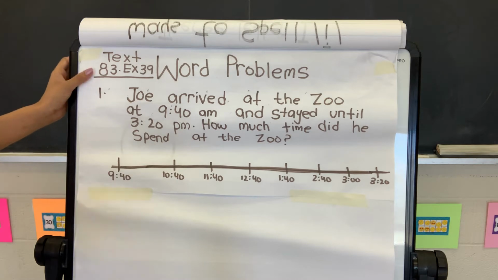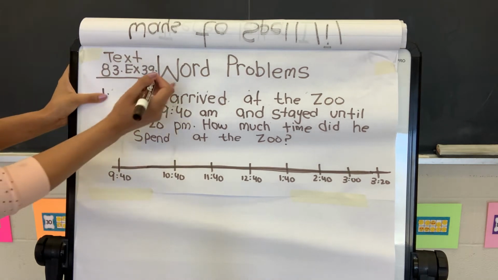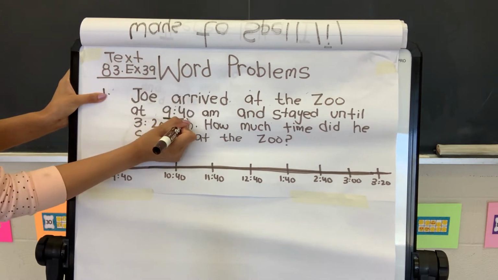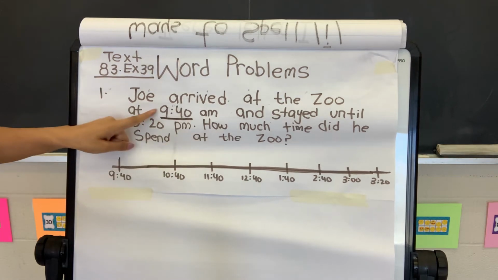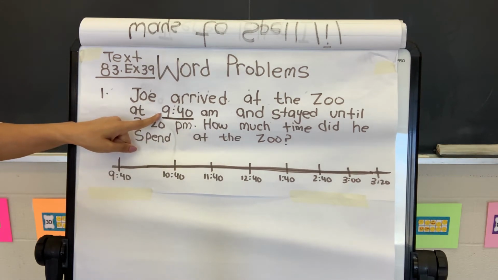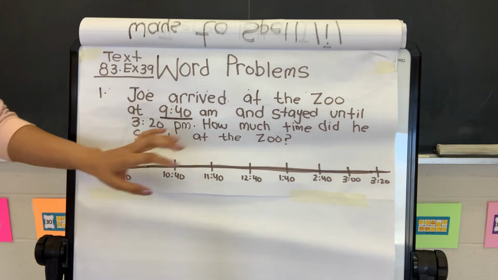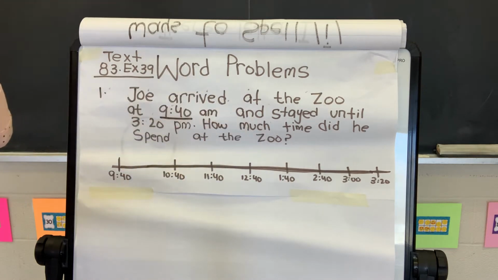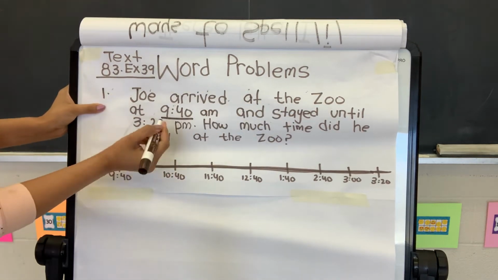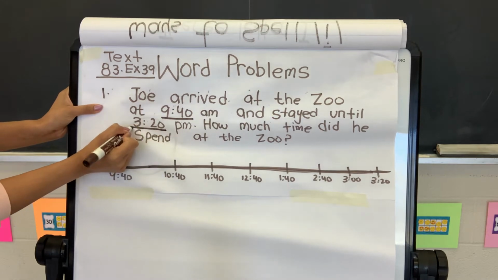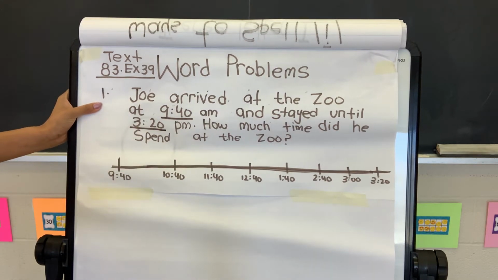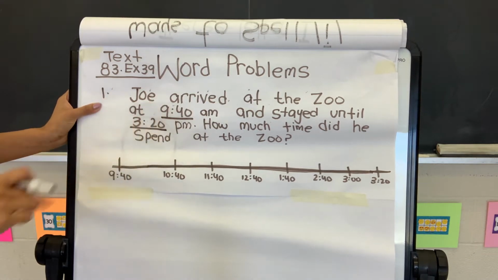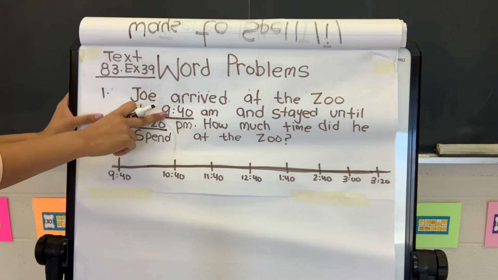Okay, so we are going to look at our starting times. They have given us the starting time, which we know is 9:40 a.m., so in the morning. And then we have he stayed until 3:20 p.m. So after 12 in the afternoon, we switch to p.m., remember? So he arrived at 9:40.